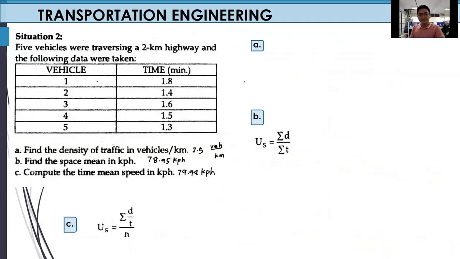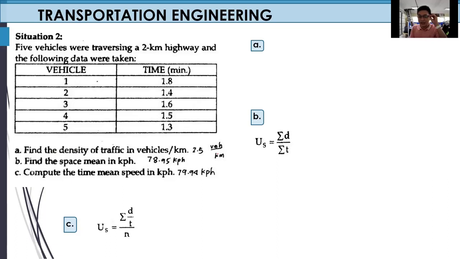Okay? Ayan class, so here we have our second example. We have 5 vehicles were traversing a 2-kilometer highway and the following data were taken. So we have 5 vehicles po daw, then yung time nila in minutes to pass through a 2-kilometer highway. So ang first thing that we need to solve is the density of traffic in vehicles per kilometer. Second would be space mean speed in kilometer per hour. Then third one would be compute the time mean speed in kilometer per hour.